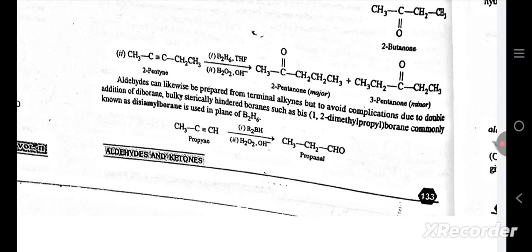Aldehydes can likewise be prepared from terminal alkynes, but to avoid complications due to double addition of diborane, bulky sterically hindered boranes such as bis(1,2-dimethylpropyl)borane, commonly known as disiamylborane, is used in place of B2H6.